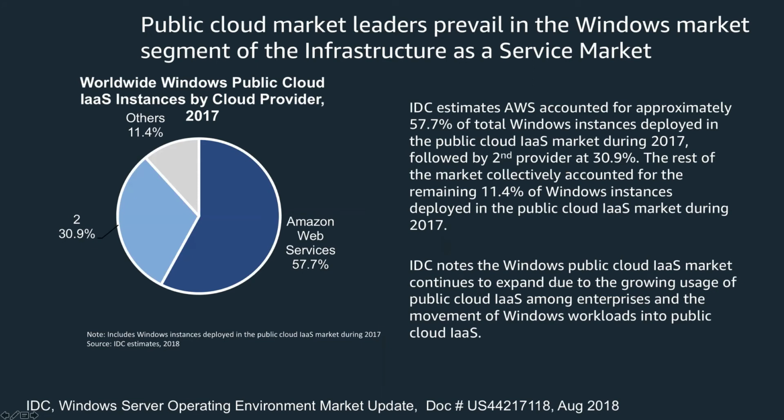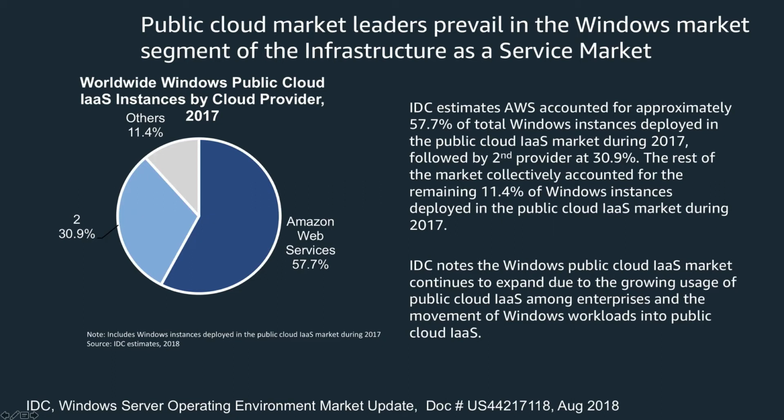So this is just some statistics from the IDC. And as you can see, coming to the public cloud provider, AWS carries 57.7% of the total Windows instances deployed in the public cloud, and these numbers are as of 2017.